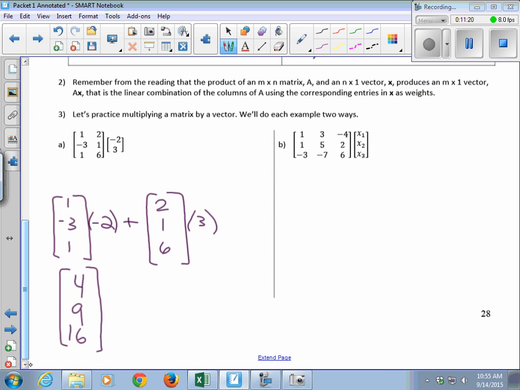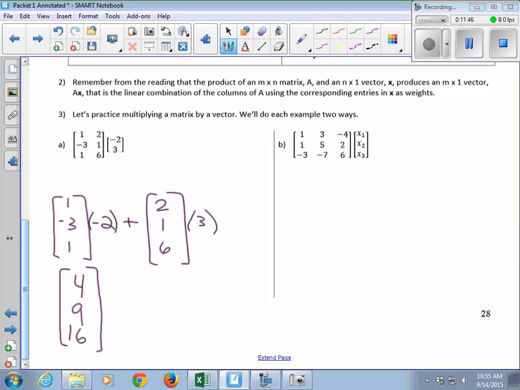All right, let's look at part B here. I have a matrix, a 3 by 3 matrix, right? This is 3 by 3. I'm multiplying it by a 3 by 1 vector. Can I multiply them together? Yes, the inner dimensions match. What's my result going to look like? 3 by 1 vector. Good.